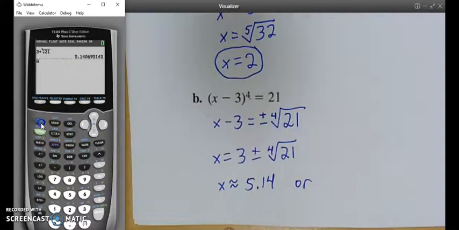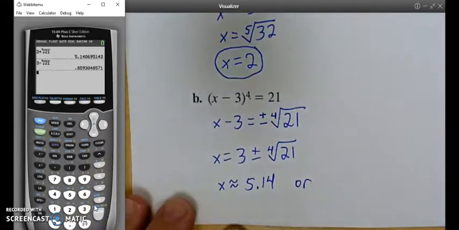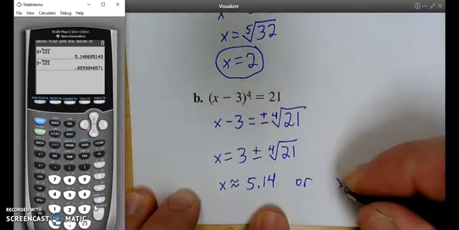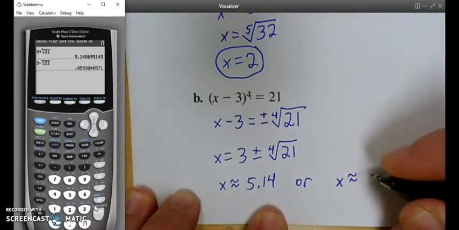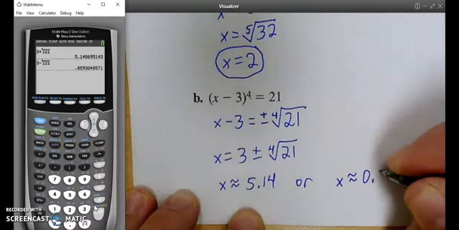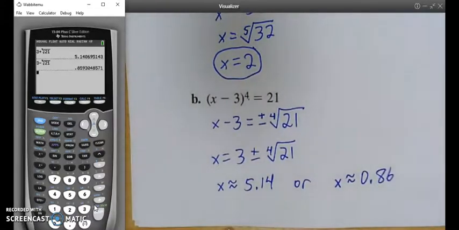And I'm going to hit second entry to bring up that previous entry I just had and go over here and hit a minus instead of a plus to represent that other answer. 0.86 if I round to the nearest hundredth correctly. That 5 would round up. 0.86 is my other real answer.